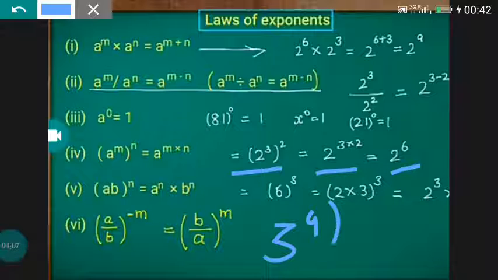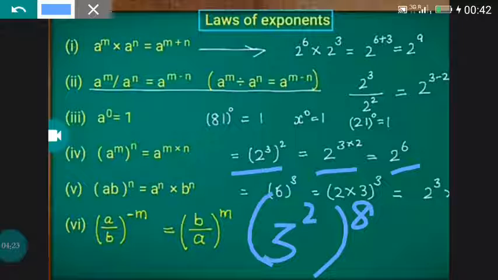Let me take one example. 3 raised to power 2, and the whole bracket raised to the power, say, 8. Tell me what will it become equal to. What is the relationship I have told you? The relationship between 2 and 8 is of multiplication. It becomes 3 raised to power 16. Clear everyone? I erase it so that there is no confusion and you can write down all the formulas carefully.